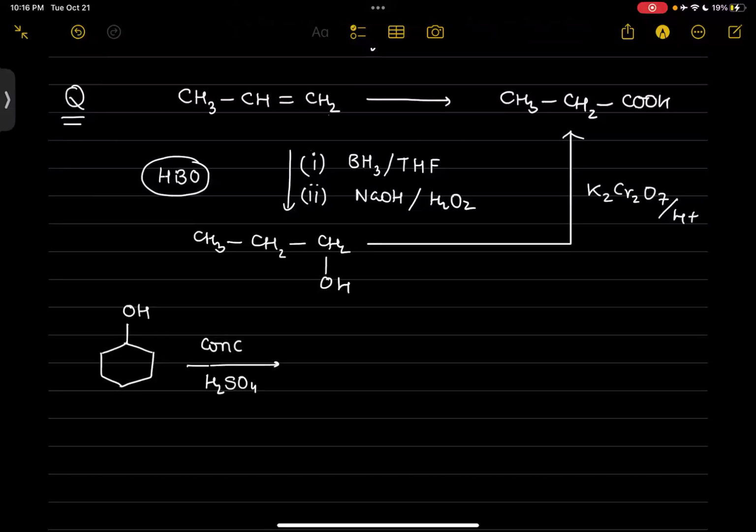By doing these questions, we are revising the alcohol chapter, the aldehydes and ketones chapter, and carboxylic acids. They are all connected, right? Concentrated H2SO4, heat, you got X. X is treated with hot acidified potassium permanganate solution. You got Y. What are X and Y?